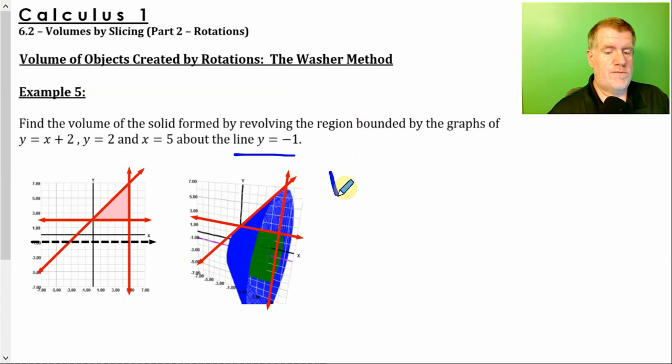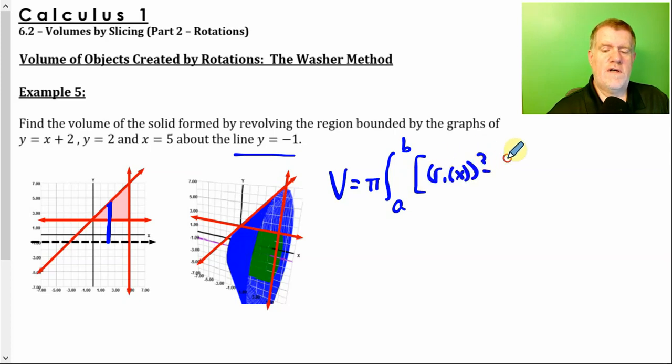Okay, there's a gap. So it's a washer method. If it's a washer method, we have 2 radii. Now our cross sections are still coming from the line y equals -1. It's still perpendicular to the x-axis. So we need these in terms of x. So it's going to be radius 1 in terms of x squared minus our second radius in terms of x squared.